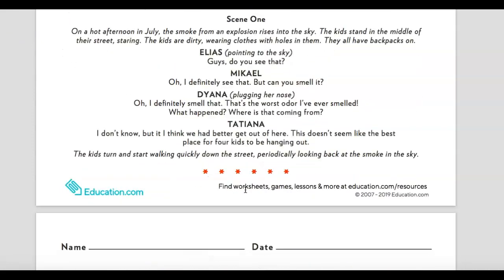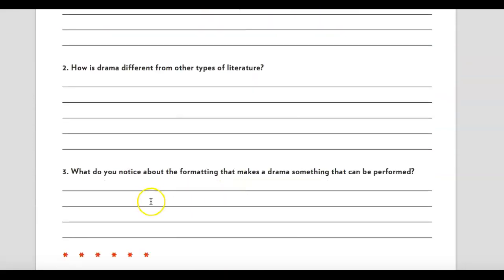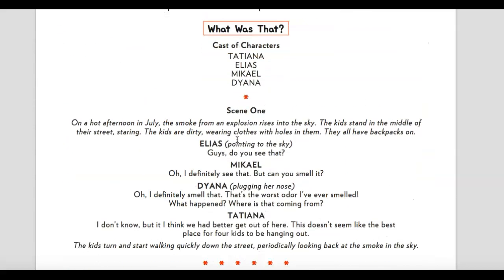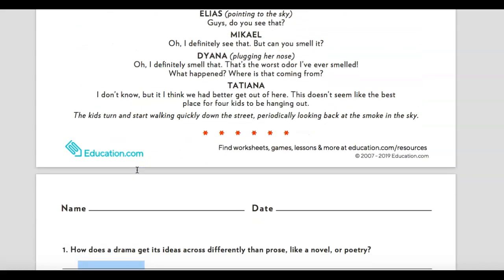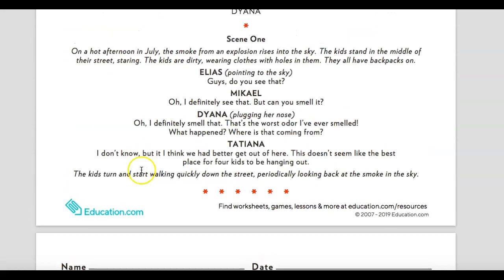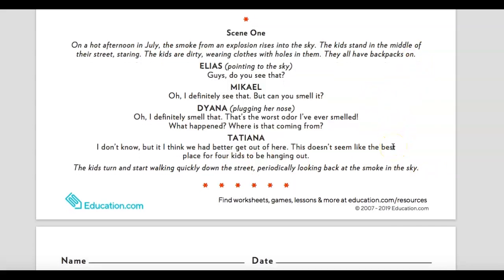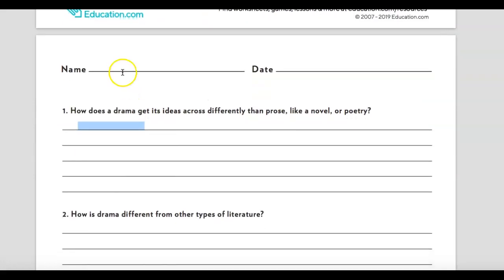Okay, and this last question, number 3, I'm going to let you do, but it's very easy, as you can see. What do you notice about the formatting that makes a drama something that can be performed? Formatting means just the way it looks. So when you look at a play or a drama, how can you tell from the way it is formatted that different people are going to say the different lines and that it can be performed in front of other people? I want you to think about that. I know you know it because we've talked about it. And then I'm going to go on to the next page.